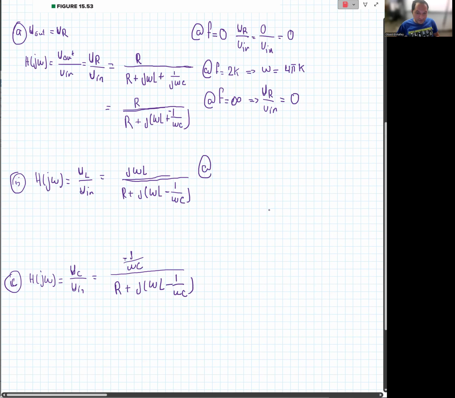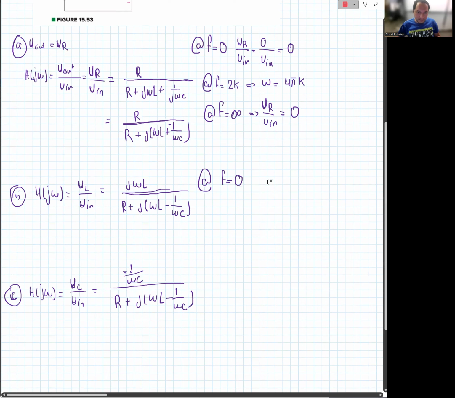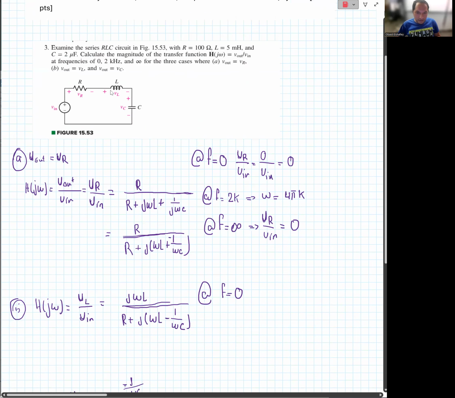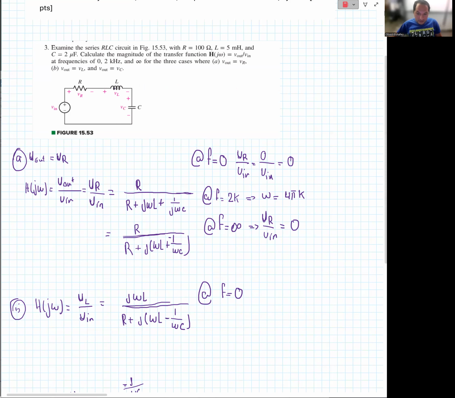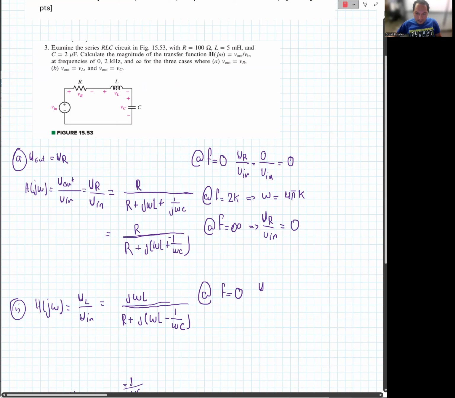For the second problem, exactly the same thing. At f equals 0, omega equals 0 as well. So my inductor acts like a short circuit, and there is no voltage difference across a short circuit. So VL over V in equals 0 over V in equals 0.